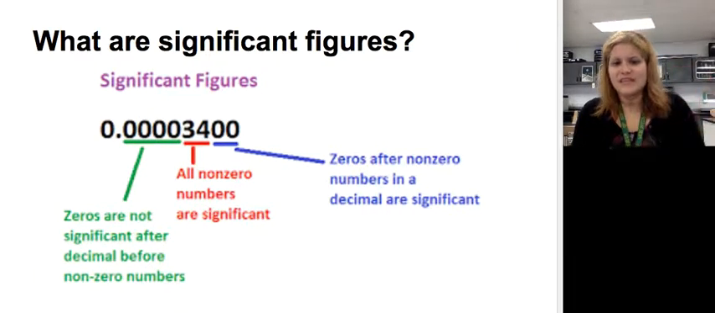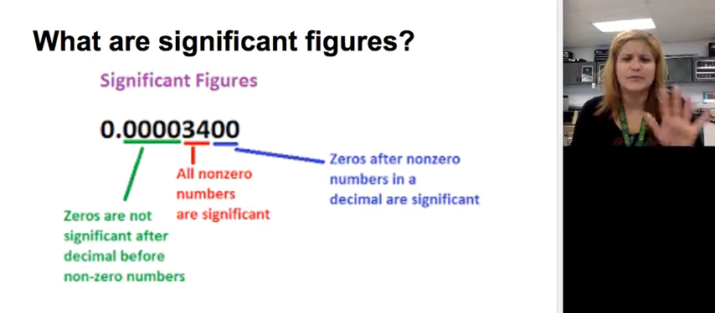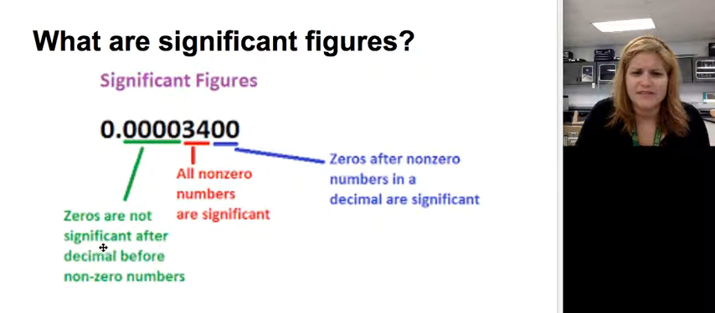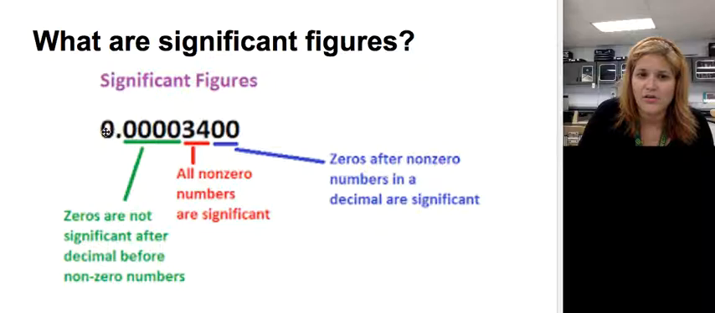Okay, this is just a summary of the sig figs. Zeros are not significant before the decimal and before a non-zero number. Remember, we called these leading zeros. Then these non-zero numbers are always significant. And then the zeros that come after numbers and after a decimal are significant. If there were some zeros between the 3 and the 4, those would also be significant because they'd be sandwiched.